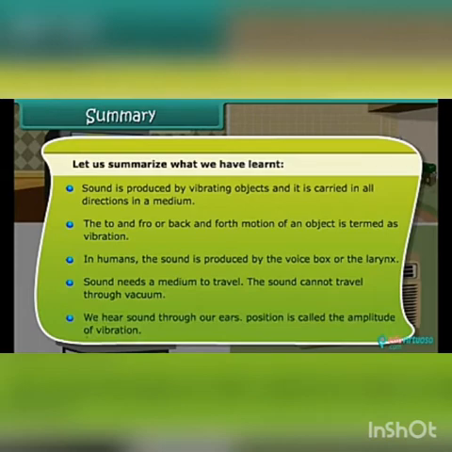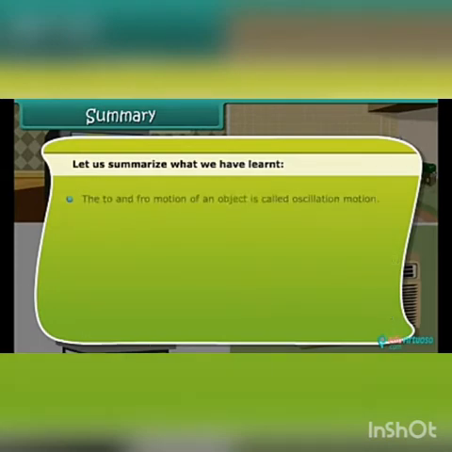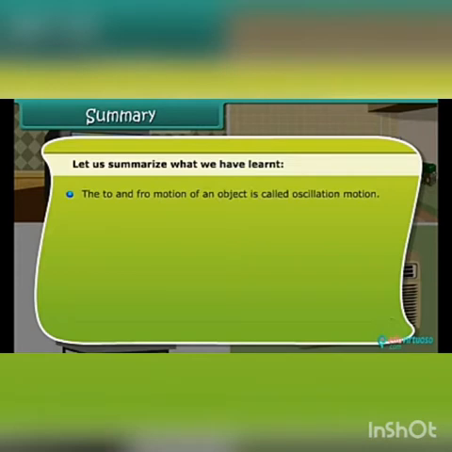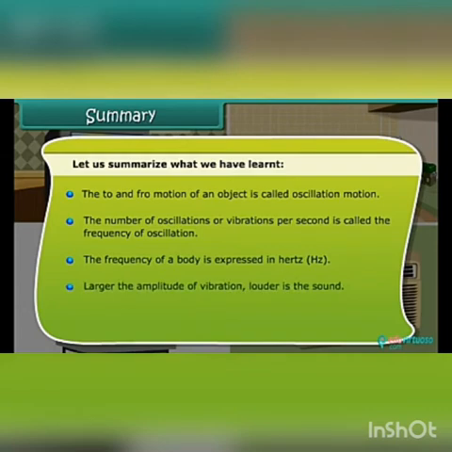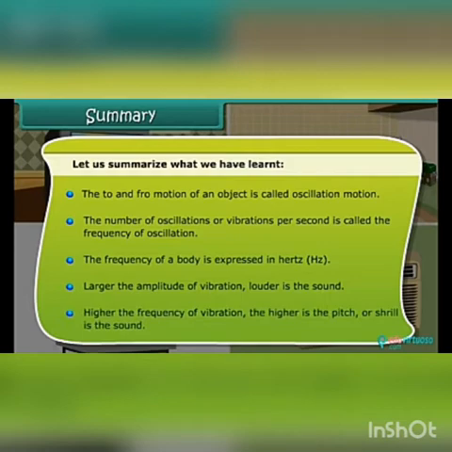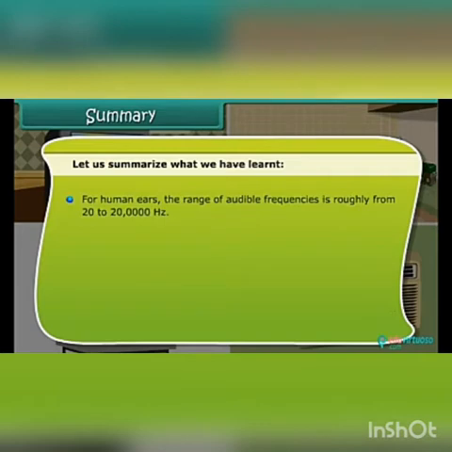The maximum displacement from the mean position is called the amplitude of vibration. The to and fro motion of an object is called oscillatory motion. The number of oscillations or vibrations per second is called the frequency of oscillation. The frequency of a body is expressed in hertz. The larger the amplitude of vibration, the louder is the sound. The higher the frequency of vibration, the higher is the pitch, or shrill is the sound. For human ears, the range of audible frequencies is roughly from 20 to 20,000 hertz.